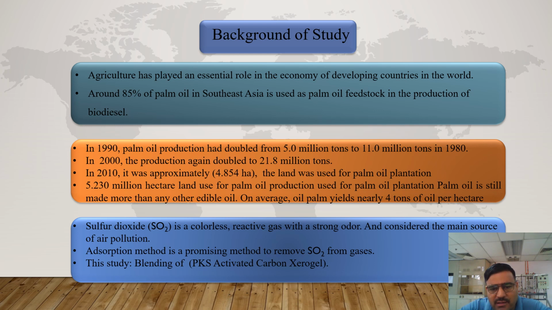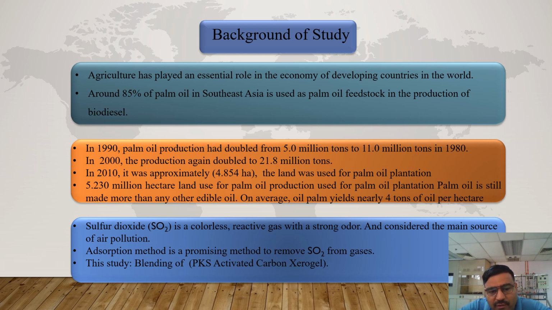4.854 hectares of land were used for palm oil plantation. 5,230 million hectares of land used for palm oil plantation. Palm oil still yields more than other oils. On average, oil palm yields nearly 4 tons of oil per hectare.